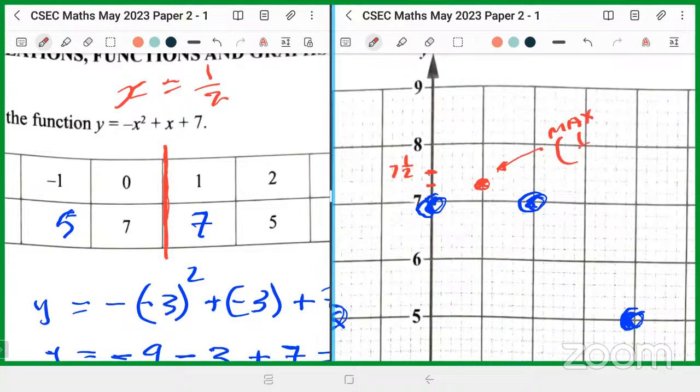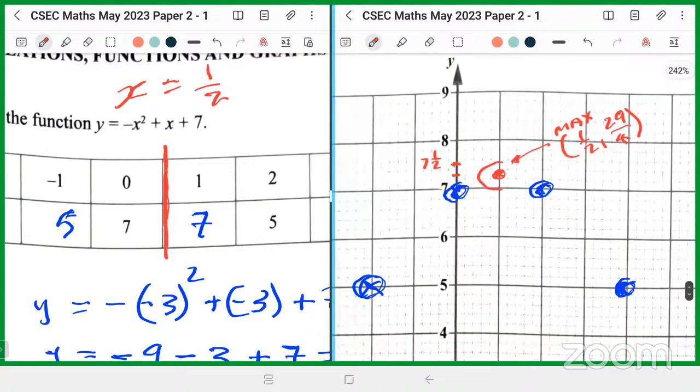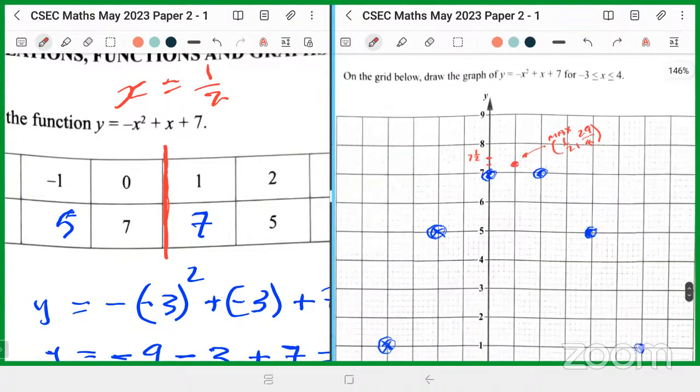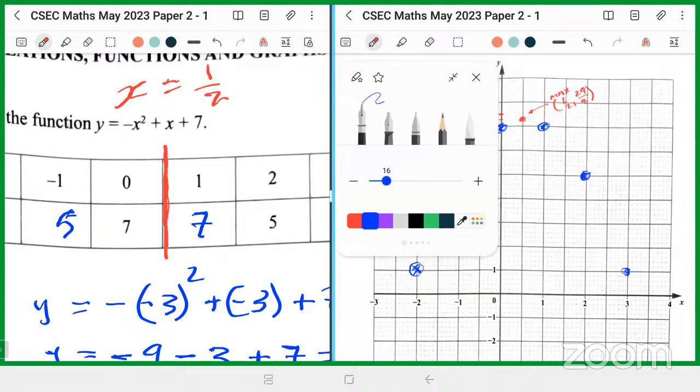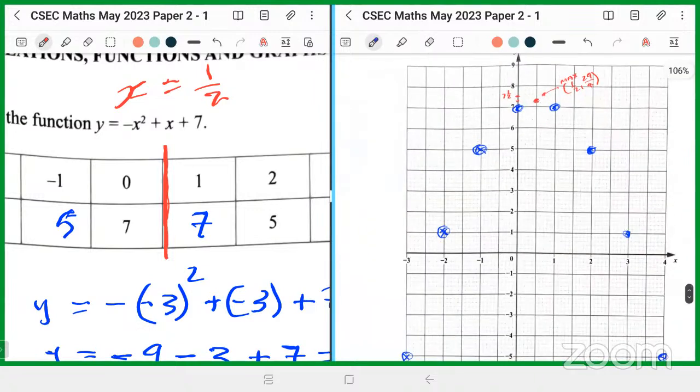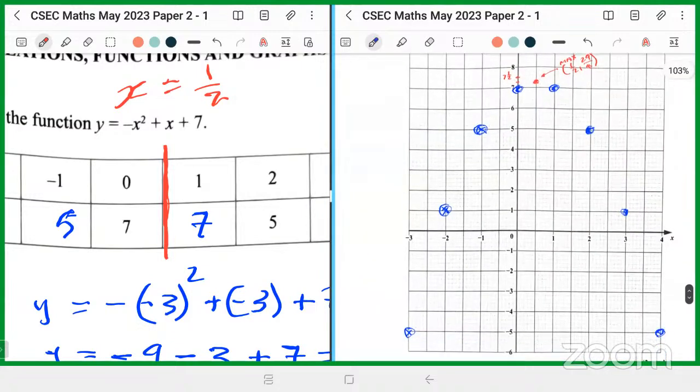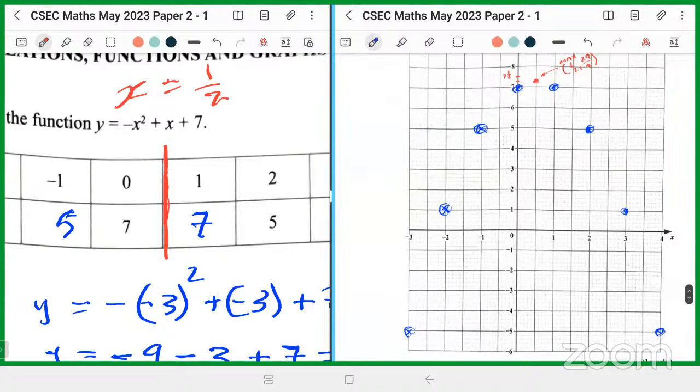Coordinates, half, and what was it? 29 over 4, which is 7.25. That is that point. 29 over 4 is 7.25. So when I sketch the graph, I have to make sure it comes up to here. That's what the students who understand this thing will do. And I want my students to understand this thing. Right? Understand it. So I'm going to sketch a graph now. That's a nice, very smooth curve I can draw freehand.